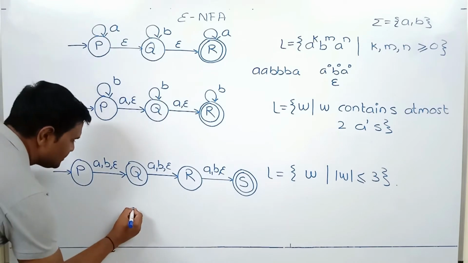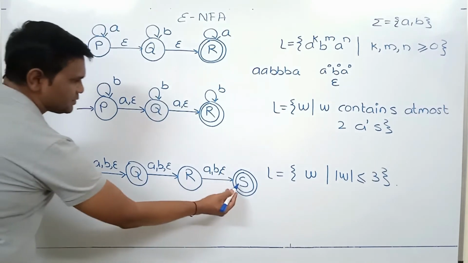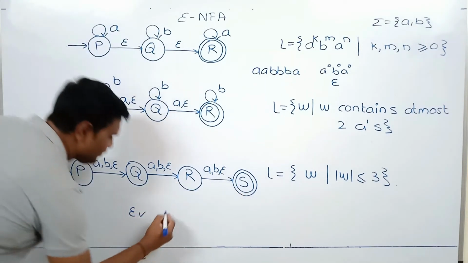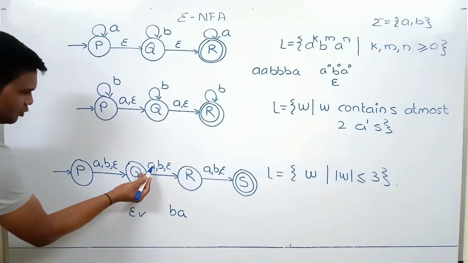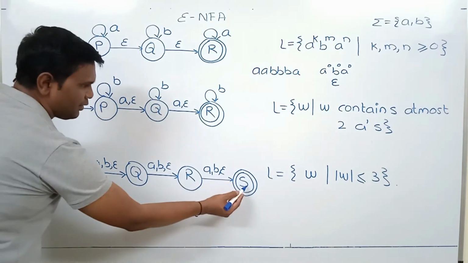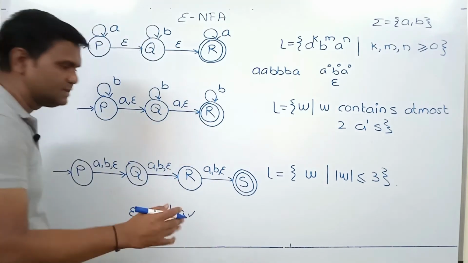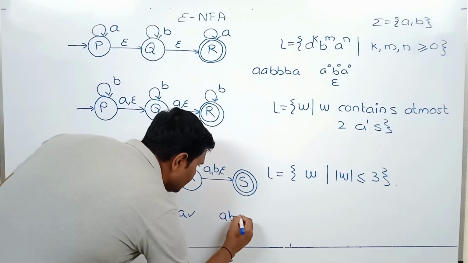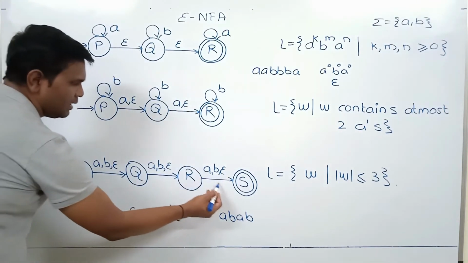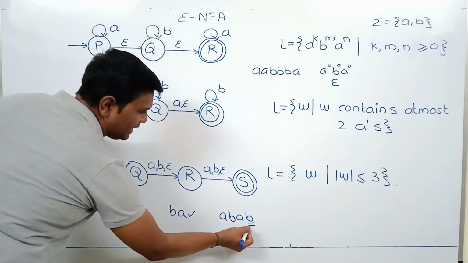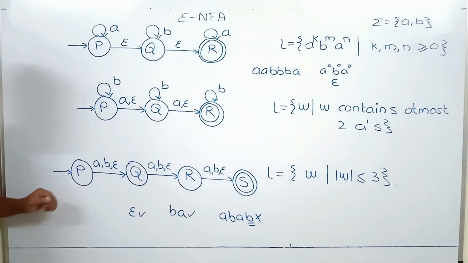So if we consider string epsilon, length is 0, it is less than or equal to 3. So for epsilon, we reach the final state, it is accepted. For string BA, here we process B, then process A, and now we process epsilon and we go to the final state. So BA is accepted. If you consider a string with length more than 3, say ABA, then A, B, A, we reach state S. We do not have any transition for B. This string is rejected. So this is the required epsilon NFA.